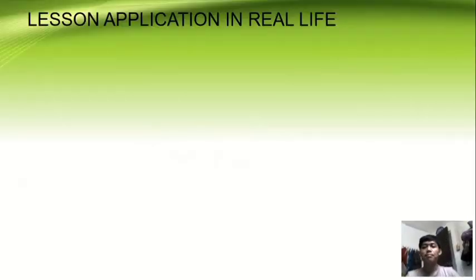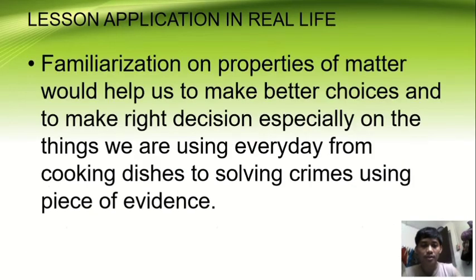So what is the application in real life? Familiarization with the properties of matter would help us to make better choices and right decisions, especially on the things we are using every day, from cooking dishes to solving crimes using pieces of evidence.